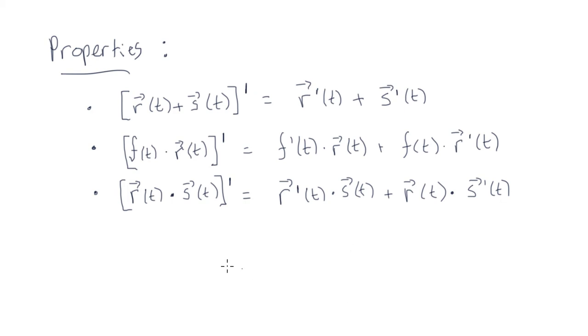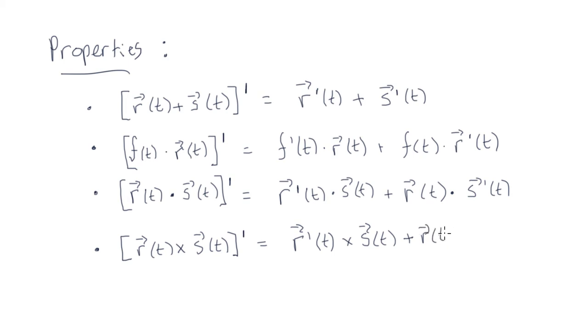Okay, and then actually the same thing is true for the cross product as well. So if I have the cross product of two vector valued functions, this itself is going to be a vector valued function, and the derivative of that vector valued function is going to follow the product rule as well. So I take the derivative of r cross with s, and then add r crossed with the derivative of s.